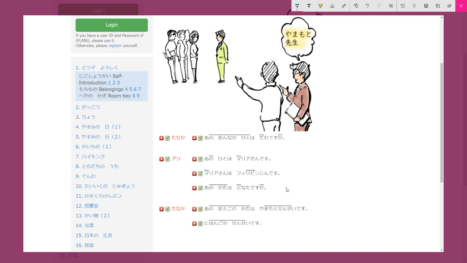So, just like this, these two people are talking now, Ali and Tanaka. They're both talking, and Tanaka's like, hey, that person over there, this lady here, right? Now, see, she is far away from both of them. Far away, right? So, they use ano. Onna no hito means female person, which basically means woman. Okay?